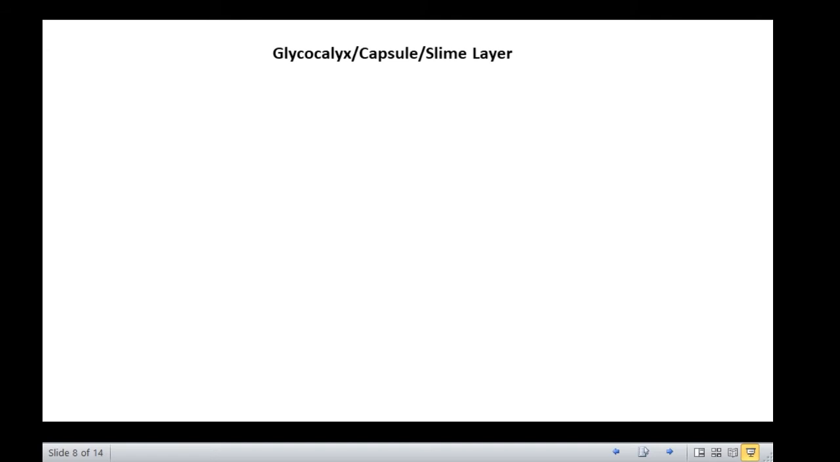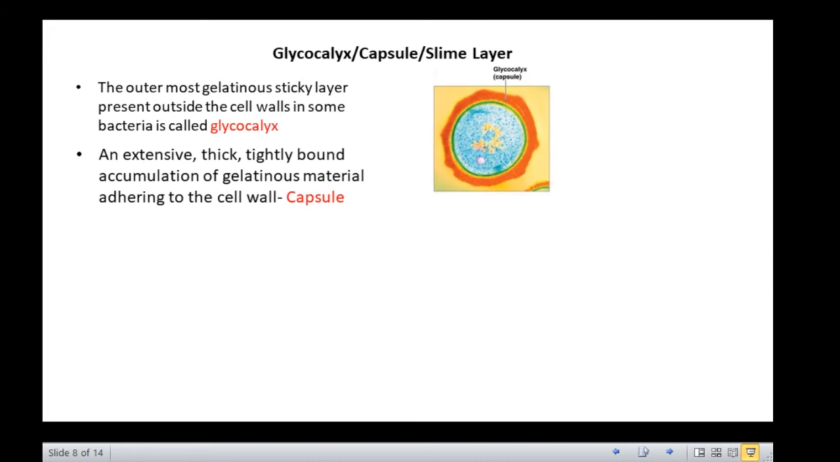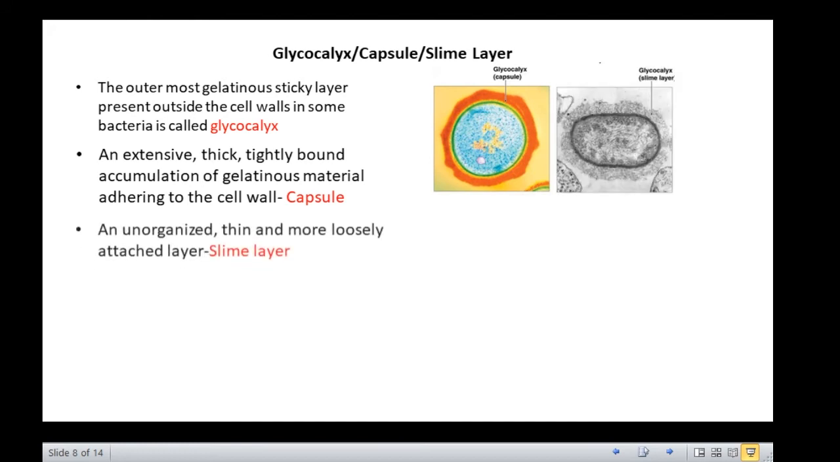The outermost gelatinous sticky layer present outside the cell walls in some bacteria is called glycocalyx. If this layer appears as an extensive, thick, tightly bound accumulation of gelatinous material adhering to the cell wall, it is called a capsule. But if it appears as an unorganized, thin, and more loosely attached layer, it is referred to as the slime layer. Some microbiologists refer to all capsules and slime layers in general as glycocalyx.